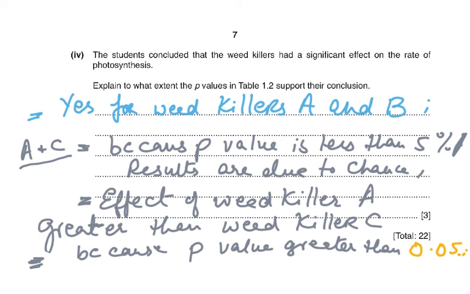Then let's look at the last part of the question, which is the first question that finishes your 22 marks of questions of the paper. This is a 30-mark paper. The students concluded that the weed killers had a significant effect on the rate of photosynthesis. Explain to what extent the p-values, the probability values in table 1.2, support their conclusion. Yes for weed killers A and C, because p-value is less than 5%, so results are not due to chance. And the effect of weed killer B is not significant, because p-value is greater than 0.05. Now you need to understand this. What is the probability value, when do we look at it when it's less, and when do we look at it when it's more, and what does all that signify?